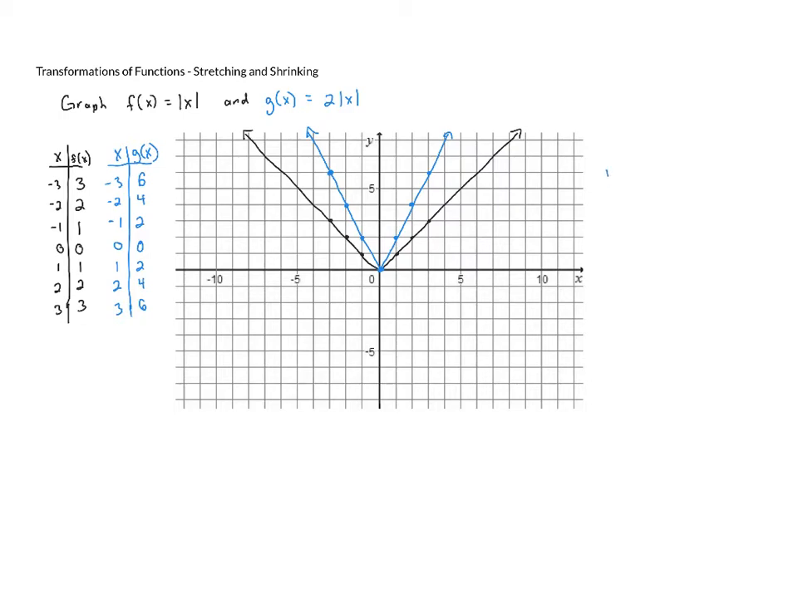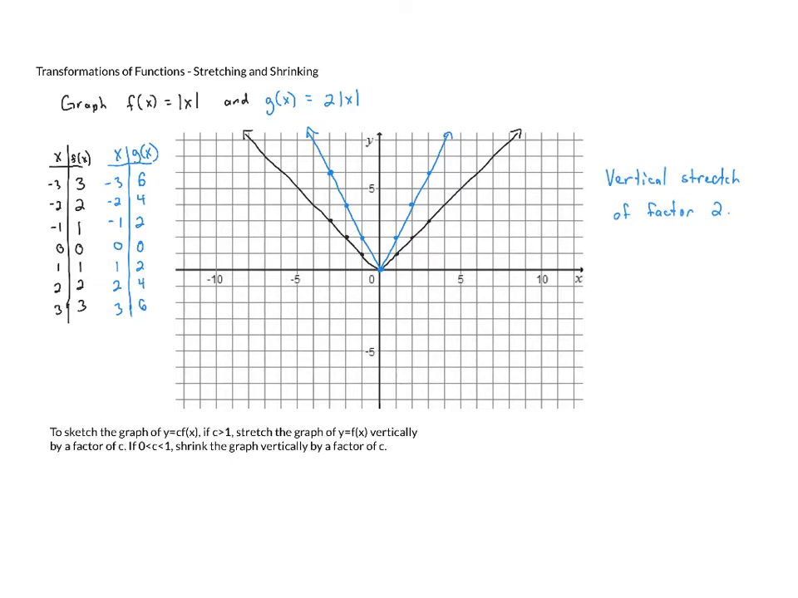Let me write that down. We have a vertical stretch of factor 2, or by a factor of 2. And so what I'm going to do now is give you the rule here, and then we'll use the rule to look at another example.